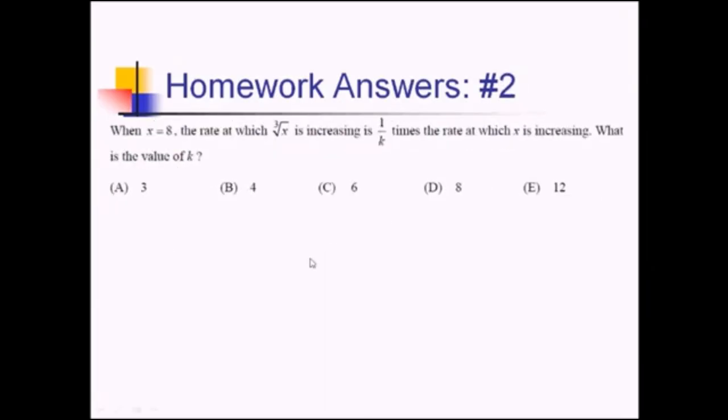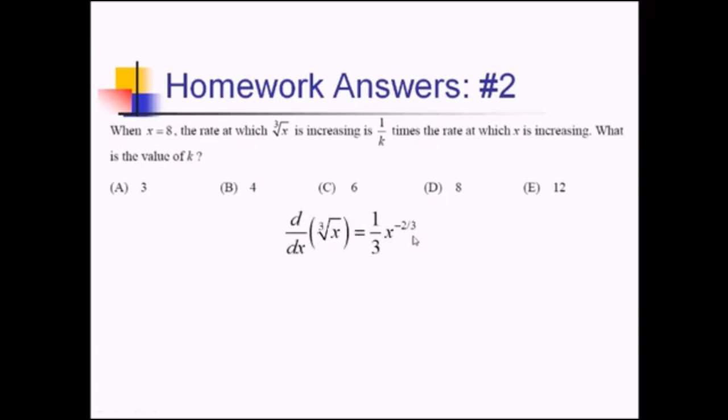For number 2, they're telling us that when x equals 8, the rate at which the cube root of x is increasing is 1 over k times the rate at which x is increasing. What's the value of k? Well, let's start with figuring out the general rate at which the cube root of x is increasing. Cube root of x is really x to the 1/3. So the derivative of that is 1/3 x to the negative 2/3.